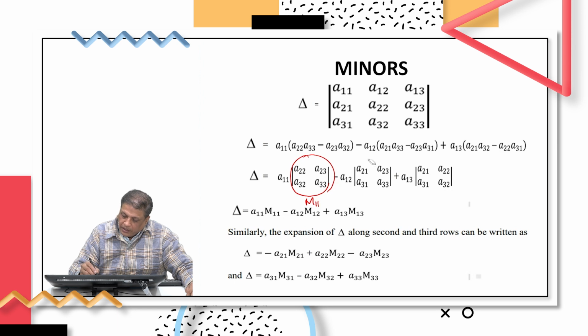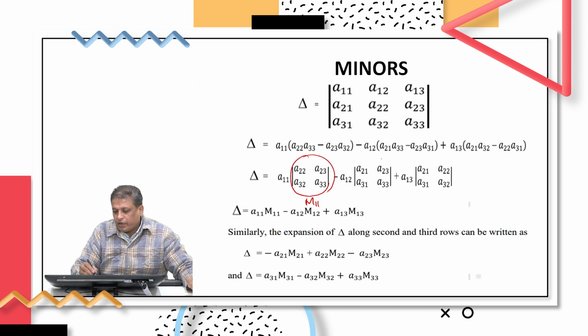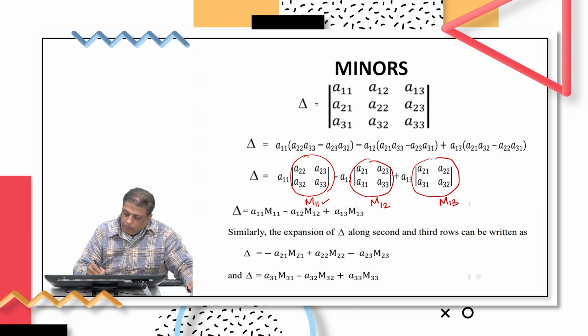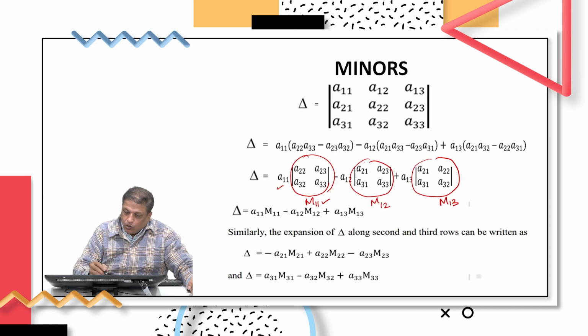So whatever determinants, these determinants of order 2, we resolve the determinant of order 3 into determinants of order 2, and these determinants of order 2 are in fact the minors. So this is minor M12, this is minor M13. So multiplying minor with the element which is removed. What was the definition? Minor Mij of the element Aij is the determinant obtained by deleting ith row and jth column of the determinant delta. So after removing A11, first row and first column, this is M11.